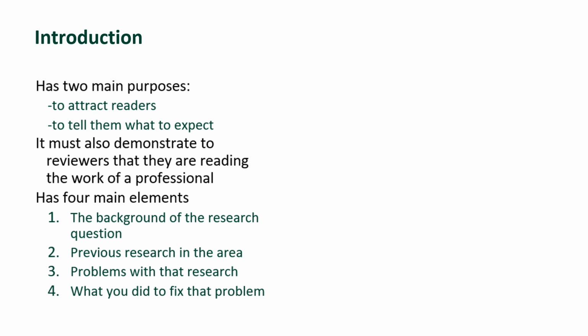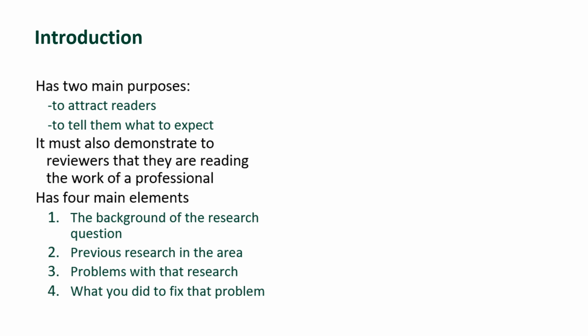The introduction section must demonstrate to reviewers that they are reading the work of a professional. When you write a manuscript for scientific publishing, it will be reviewed by experts in the field, by professionals, and you have to show that you really understand what you are writing about. You are not copying ideas from others. You understand it and put it in writing in the introduction section. Basically, it has four main elements. The first one is the background of the research question. The second component is the previous research in the area.